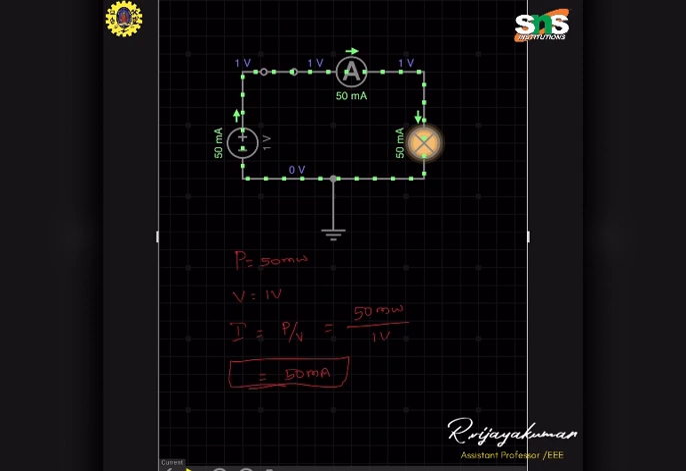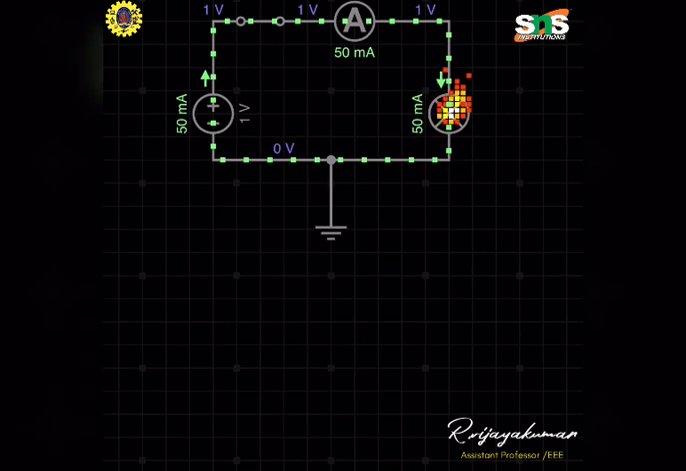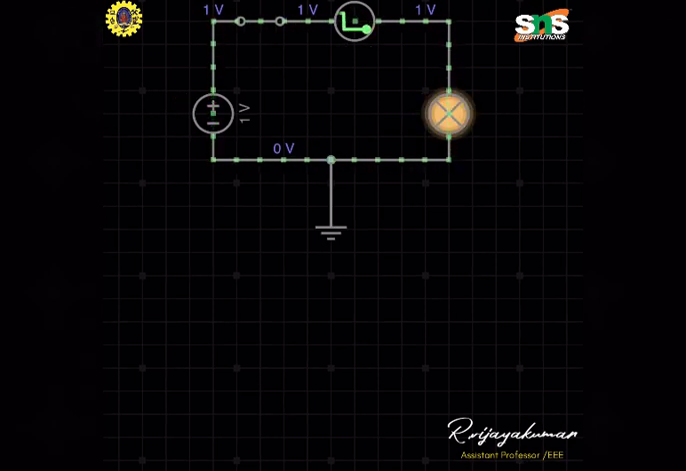Okay, so this is the thing we are calculating, the current value. Again, I will explain the next scenario. I am going to change the load wattage. Here I am changing 50 milliwatts to 20 milliwatts. I am going to reduce the wattage of the lamp. Now see the current flow.